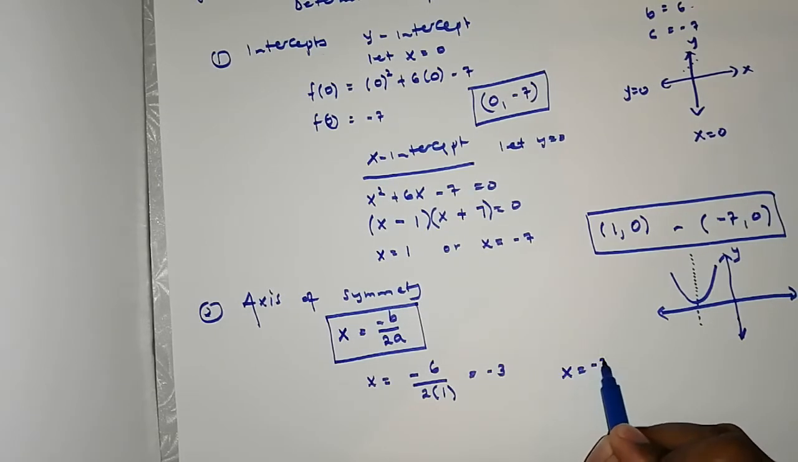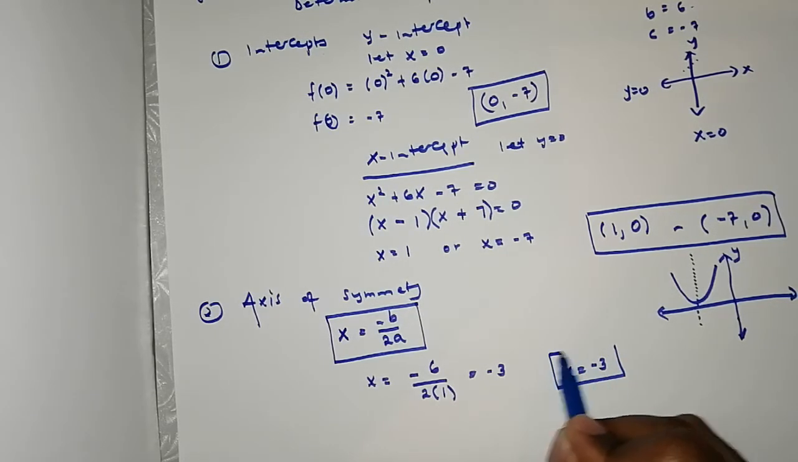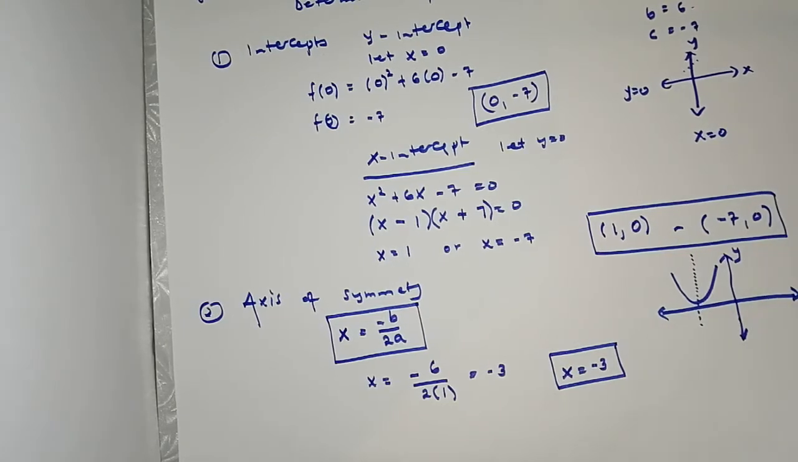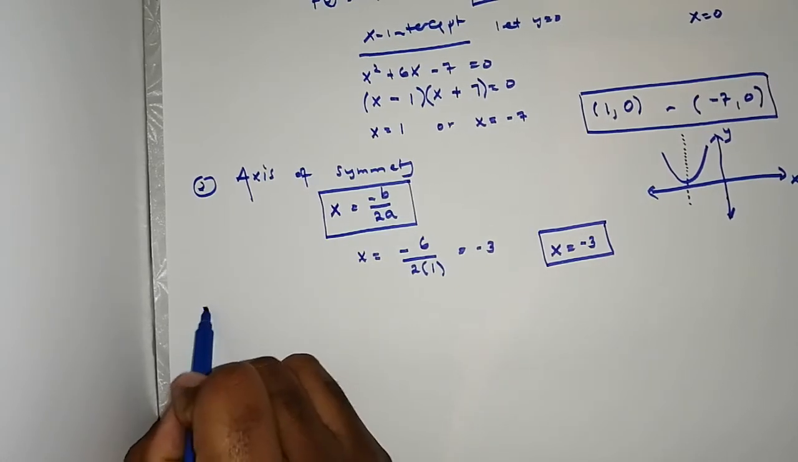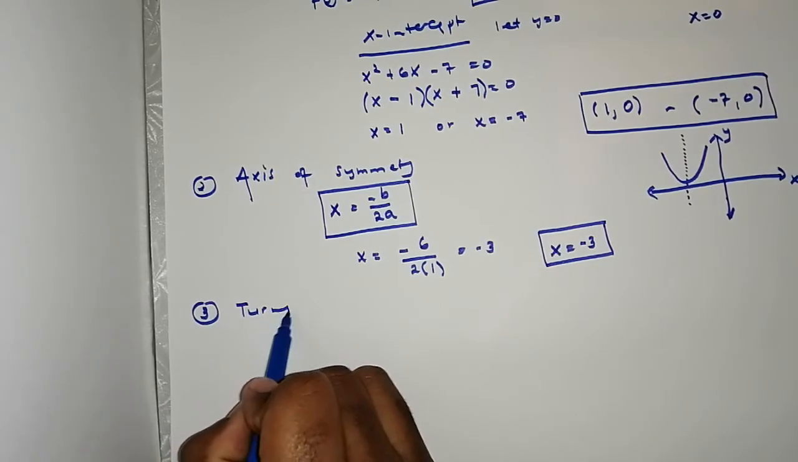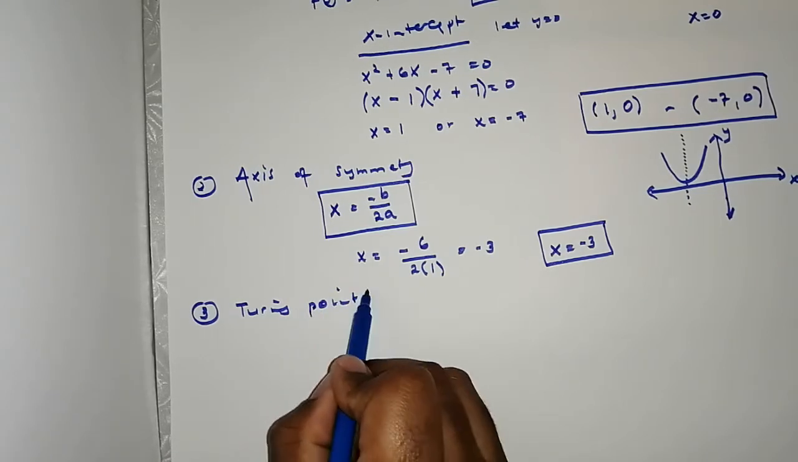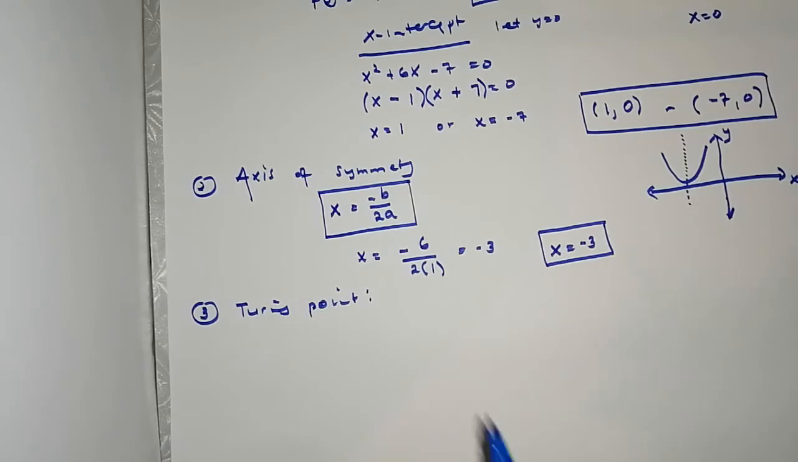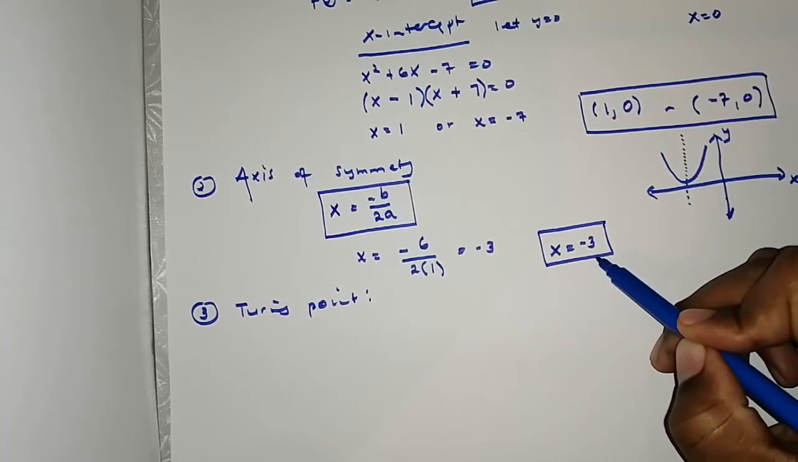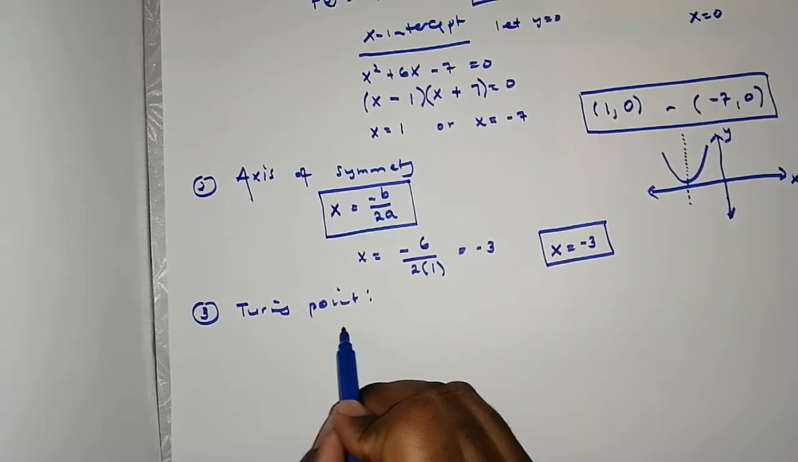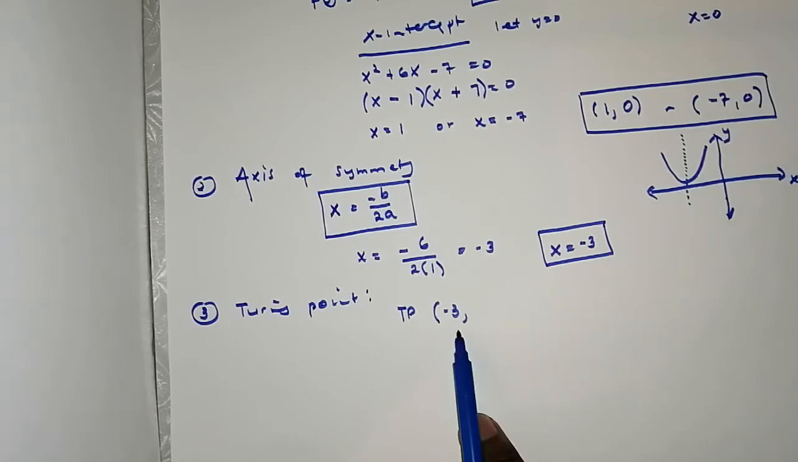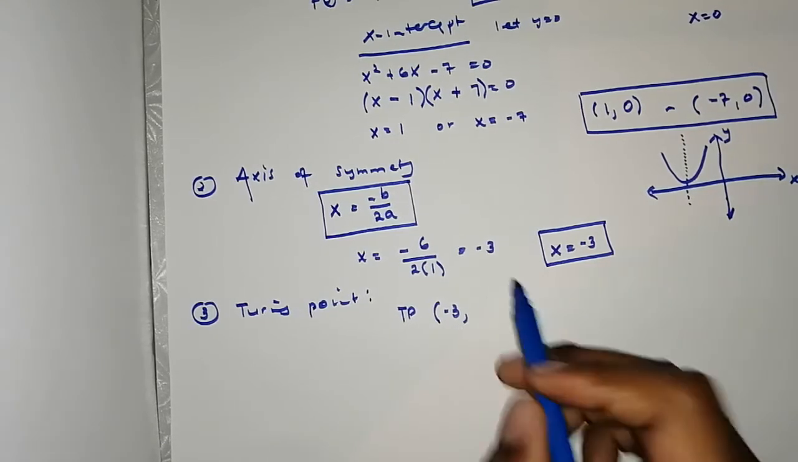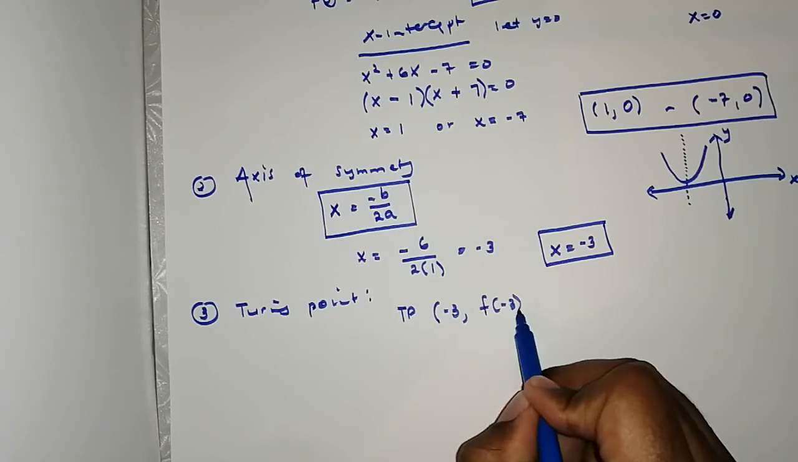X equals minus 3 is the axis of symmetry. There it is, guys. And then the third point, we find the turning point of the graph. The x value of the turning point will obviously be the axis of symmetry. So the turning point will be negative 3, and the value of the function at negative 3, so it's going to be f at negative 3.